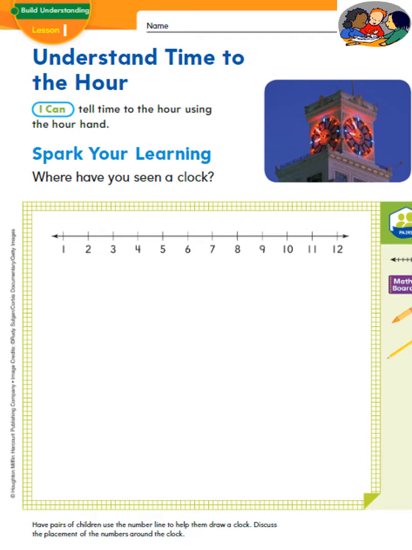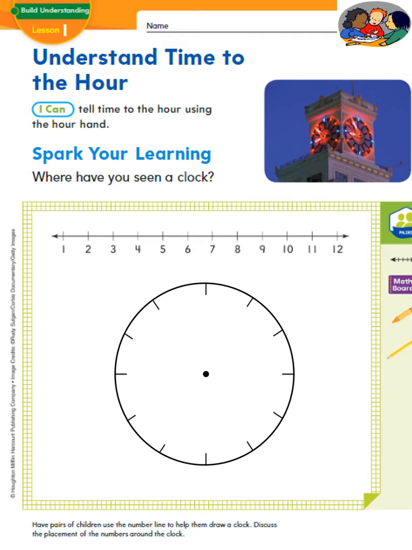Okay, let's start off lesson 1 with a spark your learning. Where have you seen a clock? There's probably a clock in your home. We have many clocks in school. And there's clocks sometimes all around our neighborhood. What we're going to do is use a number line to help us create a clock in this space. Let's start off by drawing a clock. I need a big round circle with a little dot in the middle.